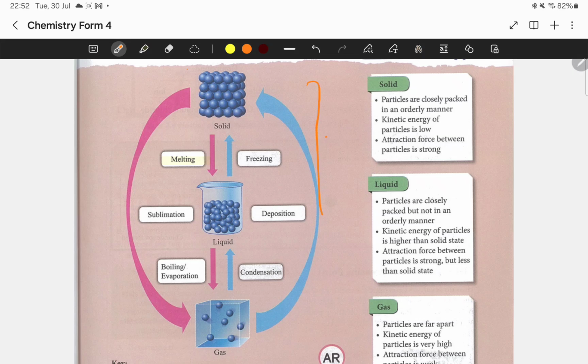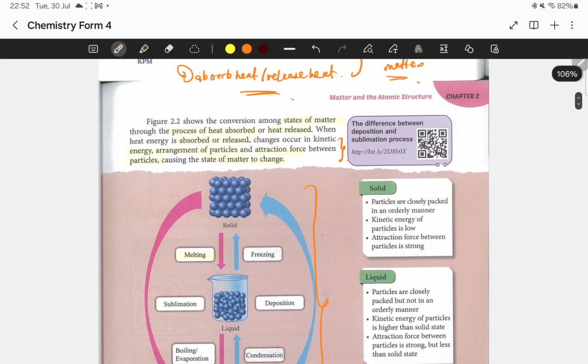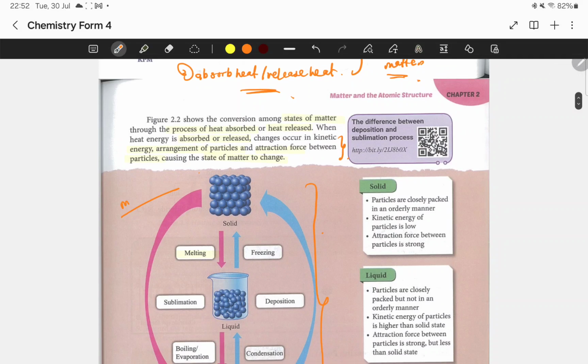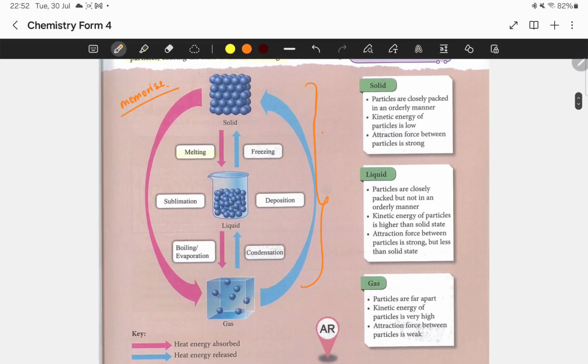Okay, I want you to memorize all this. You have to memorize, then after a while you will remember it. You must memorize it with the movement of energy, heat energy, whether the heat is absorbed or released. So you should memorize this exactly. Don't ever skip anything. Alright, let's get to the next point.